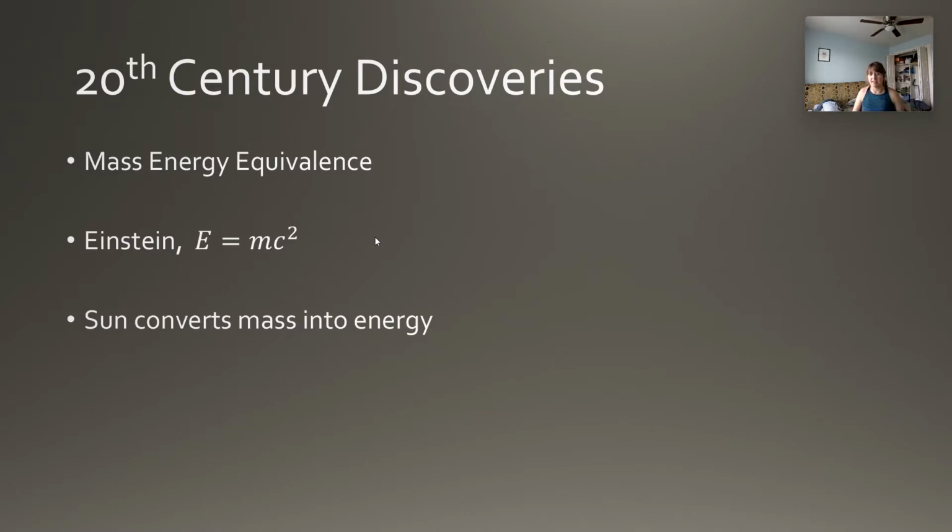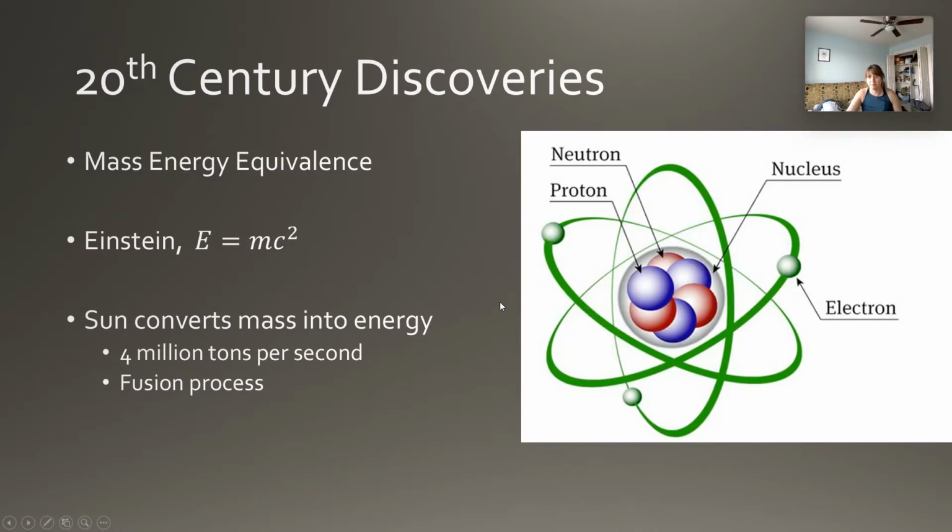So the sun converts mass into energy. It does this by converting 4 million tons of matter into energy per second, which is a lot, but the sun is also extremely massive, so it's not running out of mass. It does this through a fusion process.